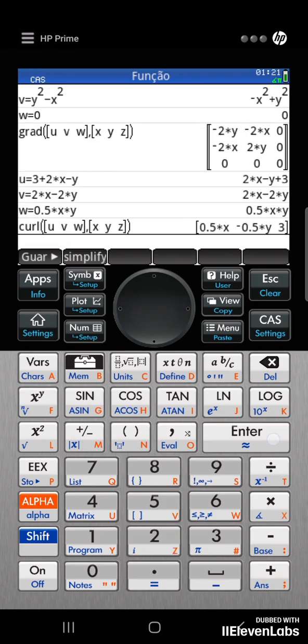I hit enter. So here, I have that my vorticity vector, its x component is 0.5x, its y component is minus 0.5y, and the z component is 3.